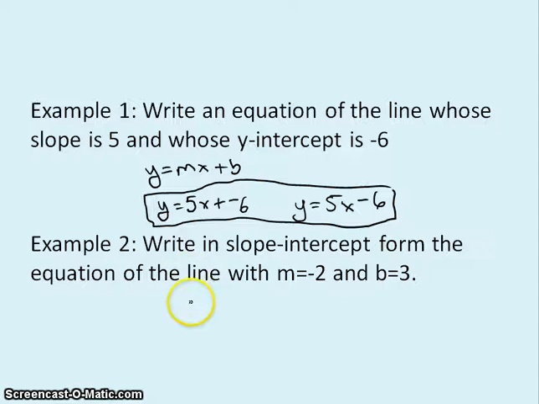And the same thing for this next example. M, the slope, is negative 2, and the y-intercept b is 3. So y is equal to negative 2x plus 3.